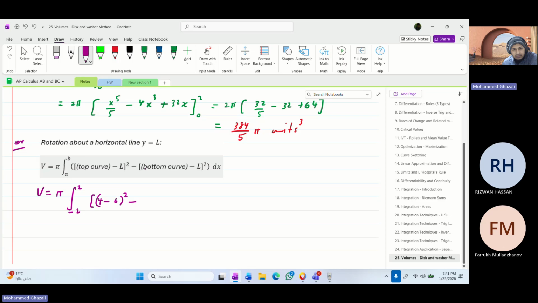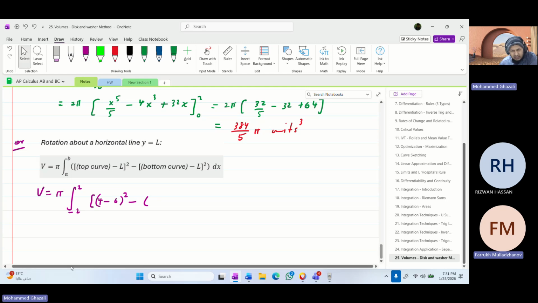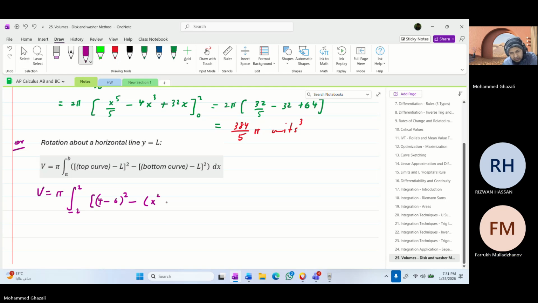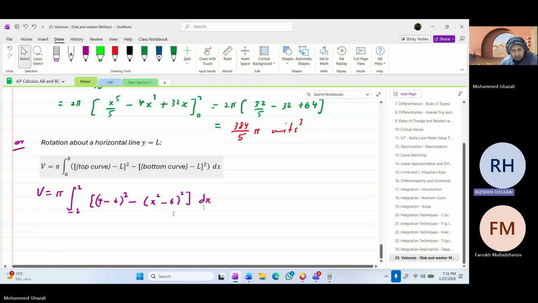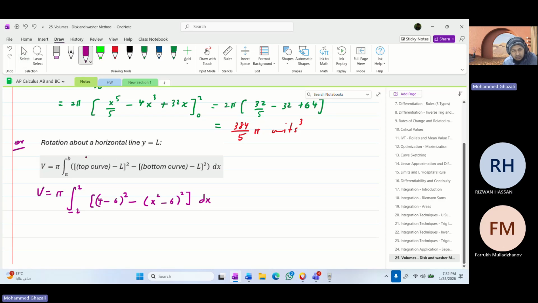What's the bottom curve? The bottom curve would be the parabola, y equals x squared, so x squared minus 6 all squared, dx. But this doesn't make sense, because 6 is the line we're rotating about. We're rotating about the line y equals 6, the top curve was 4, the bottom curve was x squared, and L was 6.